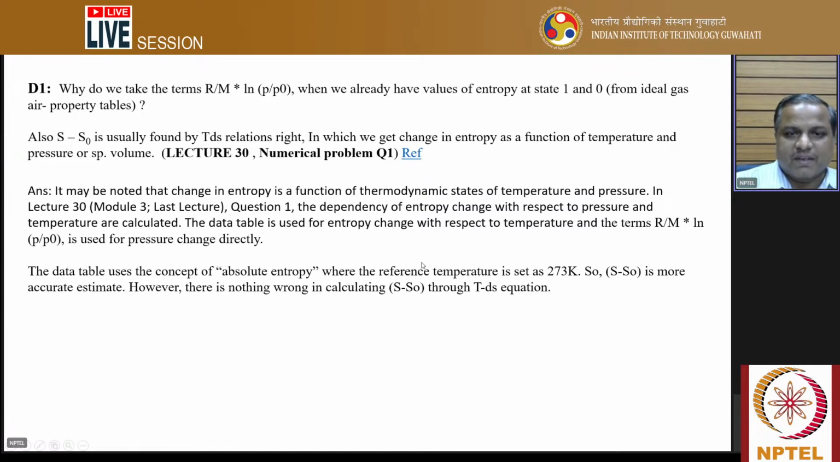So what we can say is that the dependency of entropy change with respect to temperature and pressure needs to be evaluated. In one case, we consider the simple route of the concept of absolute entropy to calculate the change in entropy due to temperature. The other is the entropy change due to pressure. So this is what we have used in that problem.